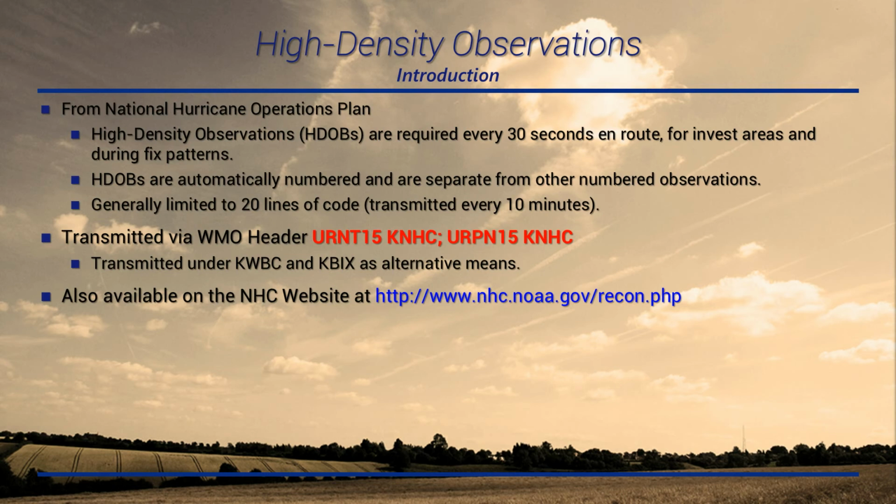KNHC is the general identifier that is used. NOAA aircraft will use KWBC for secondary means and KBIX for Air Force Reserve. And this is definitely used when there are multiple aircraft flying the same storm. You get a storm system that's approaching. If Air Force and NOAA are flying the same bird or same plane, you'll see multiple identifiers used.